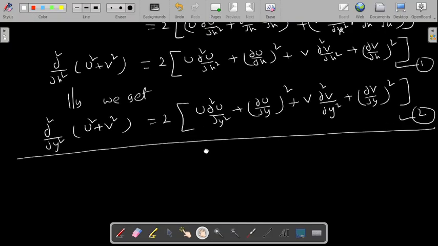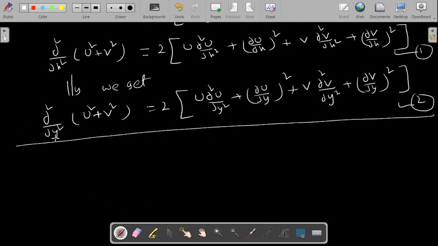So now, adding 1 and 2, 1 plus 2. So left to left to add. On the left, ∂²/∂x², what can we take common? u² + v² common.